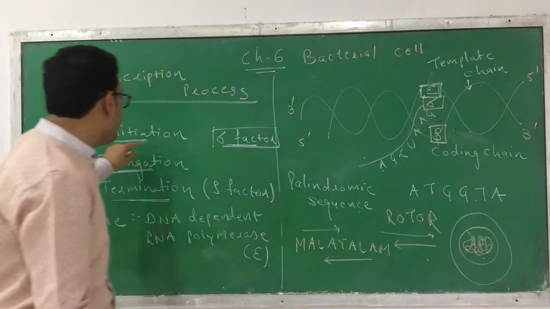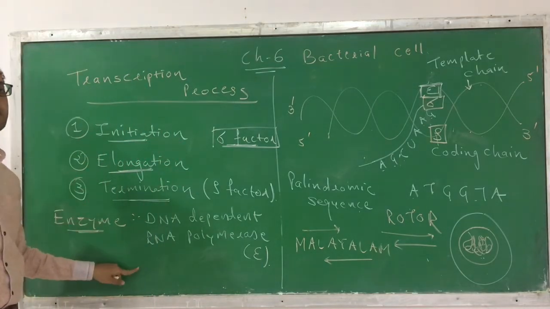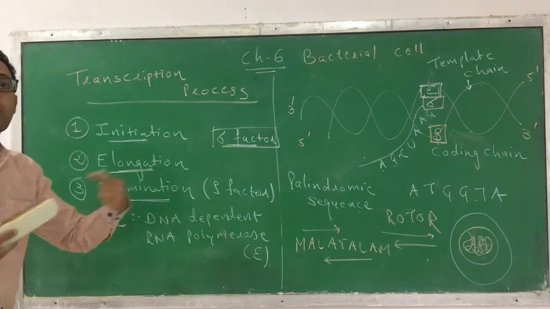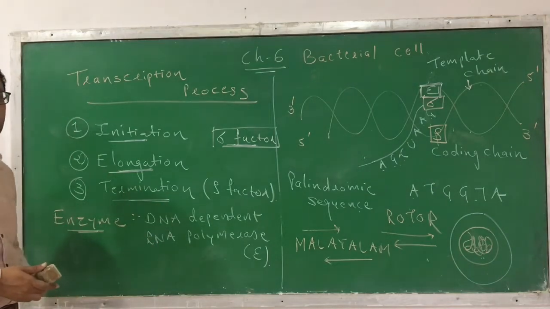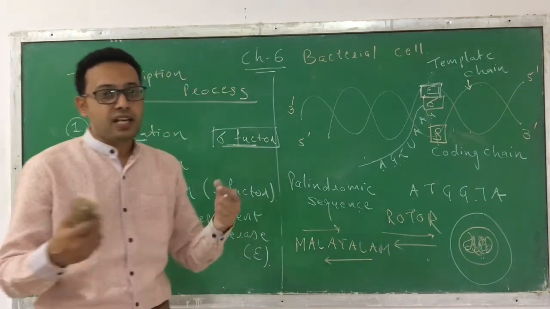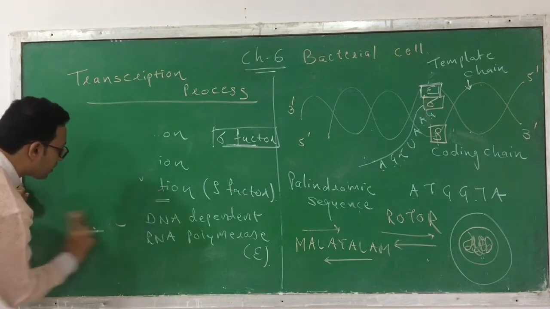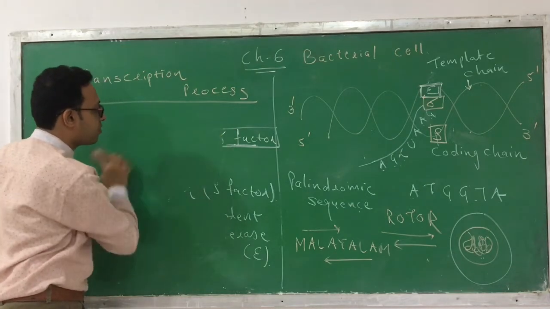The usual thing remains the same: initiation, elongation, termination. Even the enzyme remains the same, but some more enzymes are also required. The direction remains the same, the coding remains the same, but there are a few differences. So we will discuss what the differences are and what the different types of RNA are that are going to be produced.